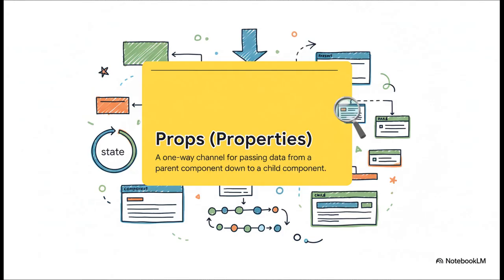The rule for data flow in React is simple. It only flows one way. Think of it like a waterfall. Data always flows down from a parent component to a child component. Never sideways, never back up. This is called unidirectional data flow, and it's a core principle that makes your app so much easier to understand and debug. And the way we pass that data down is through something called props.